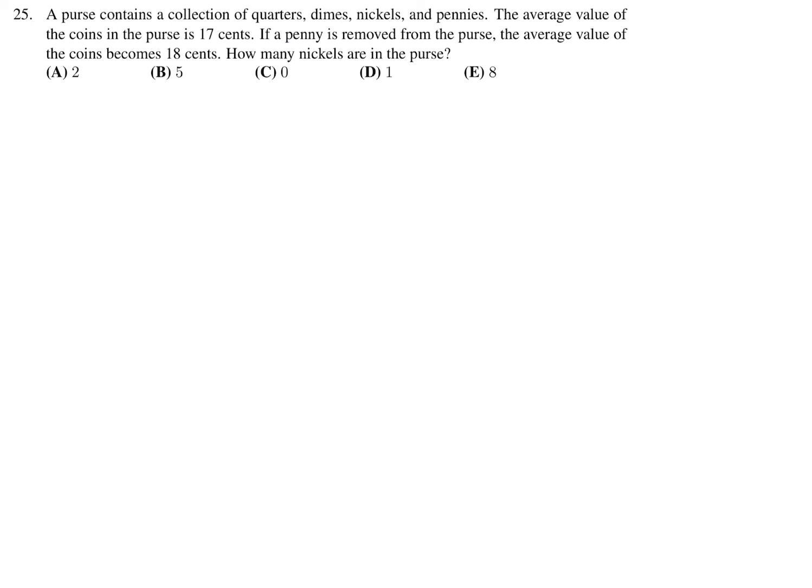A purse contains a collection of quarters, dimes, nickels, and pennies. The average value of the coins in the purse is 17 cents. If a penny is removed from the purse, the average value of the coins becomes 18 cents. How many nickels are in the purse? So we got pennies, nickels, dimes, and quarters.